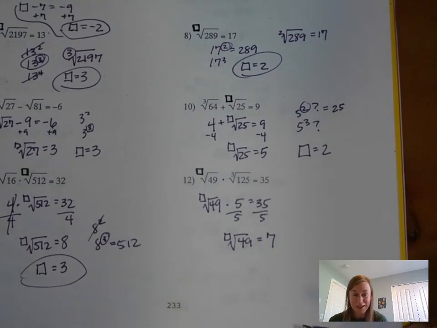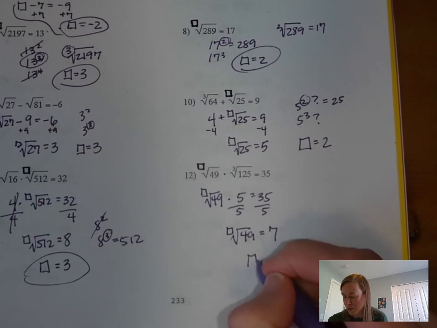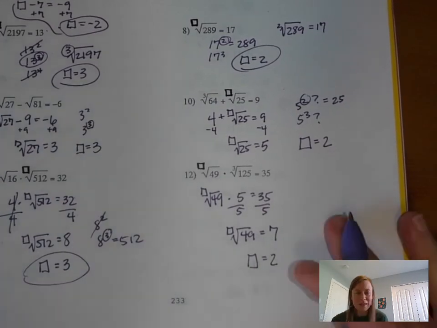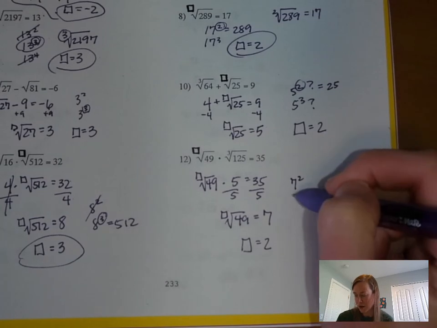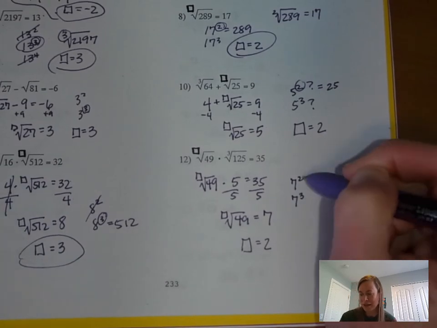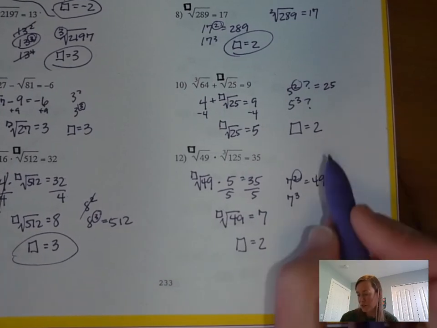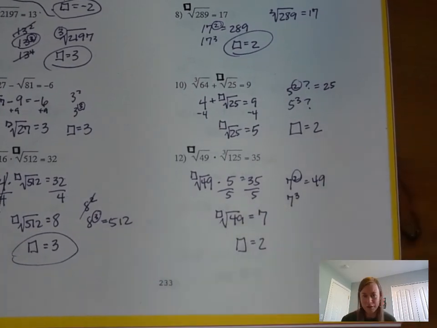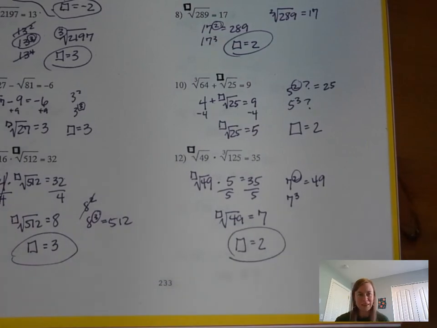Now, do you know what kind of root of 49 equals 7? You might know off the top of your head that the square root of 49 equals 7. But if you don't, that's fine. Just play around with that 7. Again, you're going to try 7 squared. You're going to try 7 cubed and figure out which one is going to equal 49. In this case, you're going to find it 7 squared. So that 2 is going to be the same thing as what would go in there. So box equals 2.